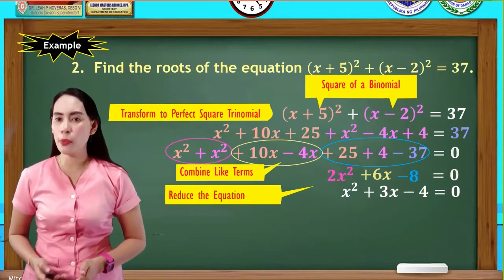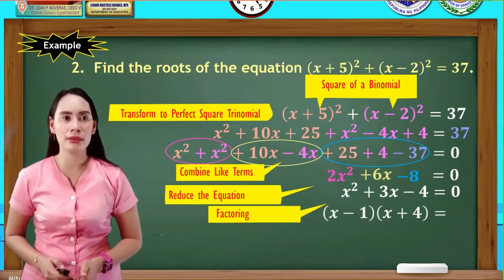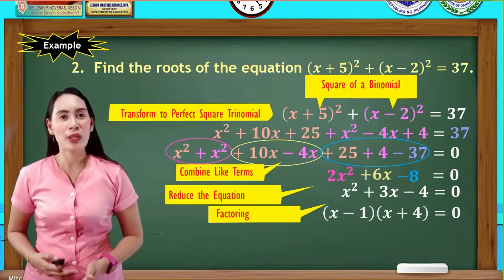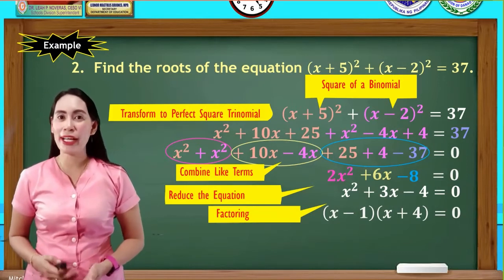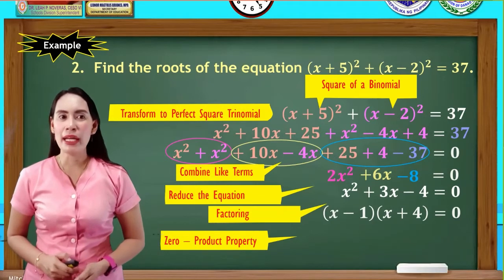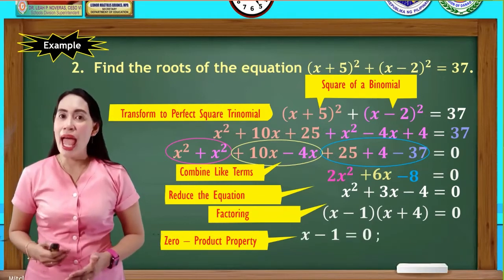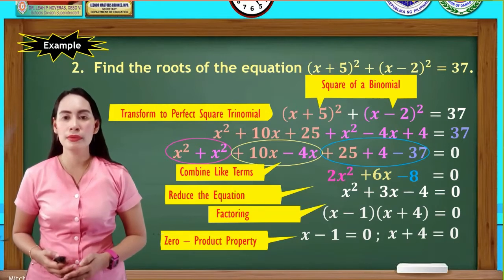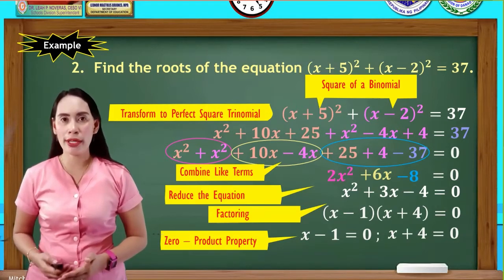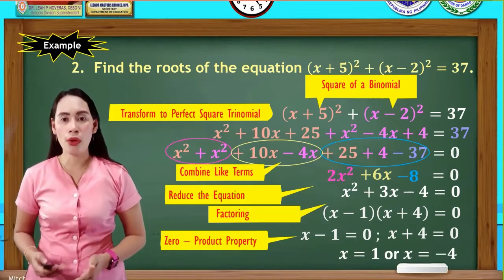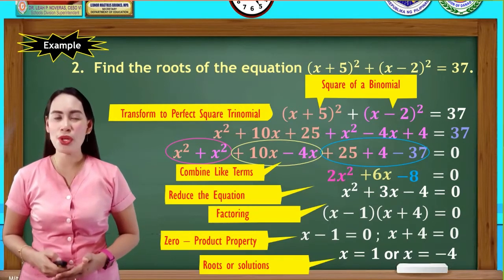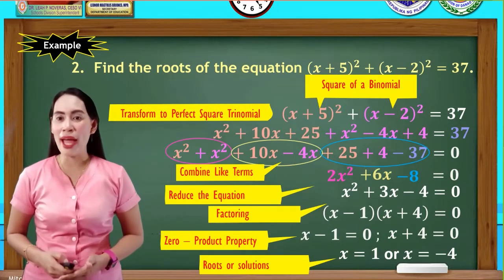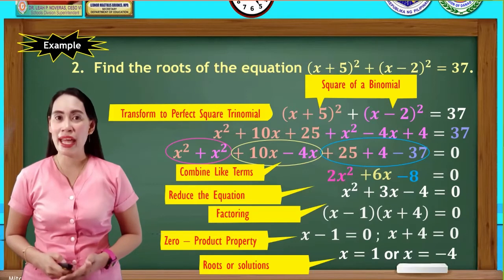Now, let us solve the equation by factoring method. The factored equation is now the quantity of x minus 1 times the quantity of x plus 4 equals 0. Then, by applying the zero product property, x minus 1 equals 0, or x plus 4 equals 0. Then solve, x is equal to 1, or x equals negative 4. Thus, the roots or the solutions are x equals 1 and x equals negative 4.